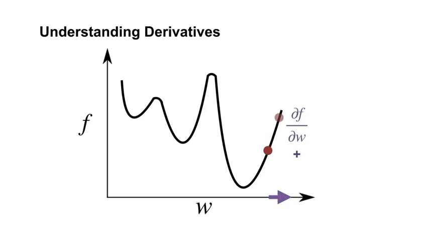Here, the derivative is positive. If we move w in this direction, we increase f. At this other point, the derivative is negative. It is pointing in a direction to decrease w. But this direction still indicates how to increase f. If we move w in this direction, it increases f. If we were to move it in the negative of this direction, it would decrease f.